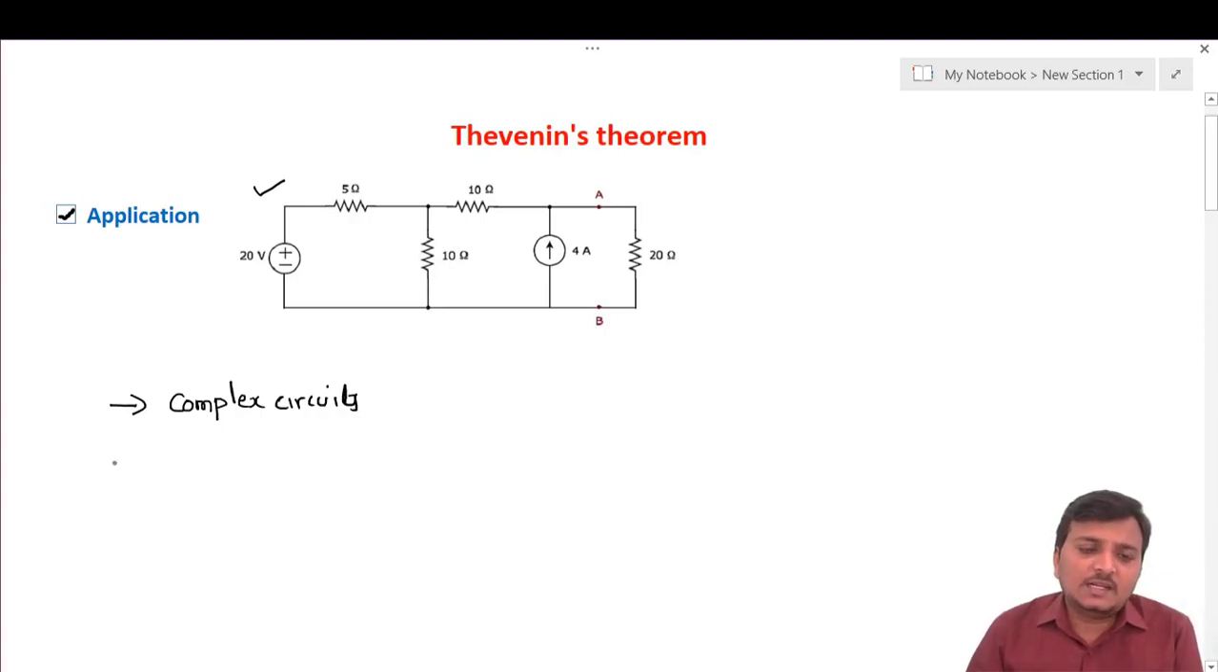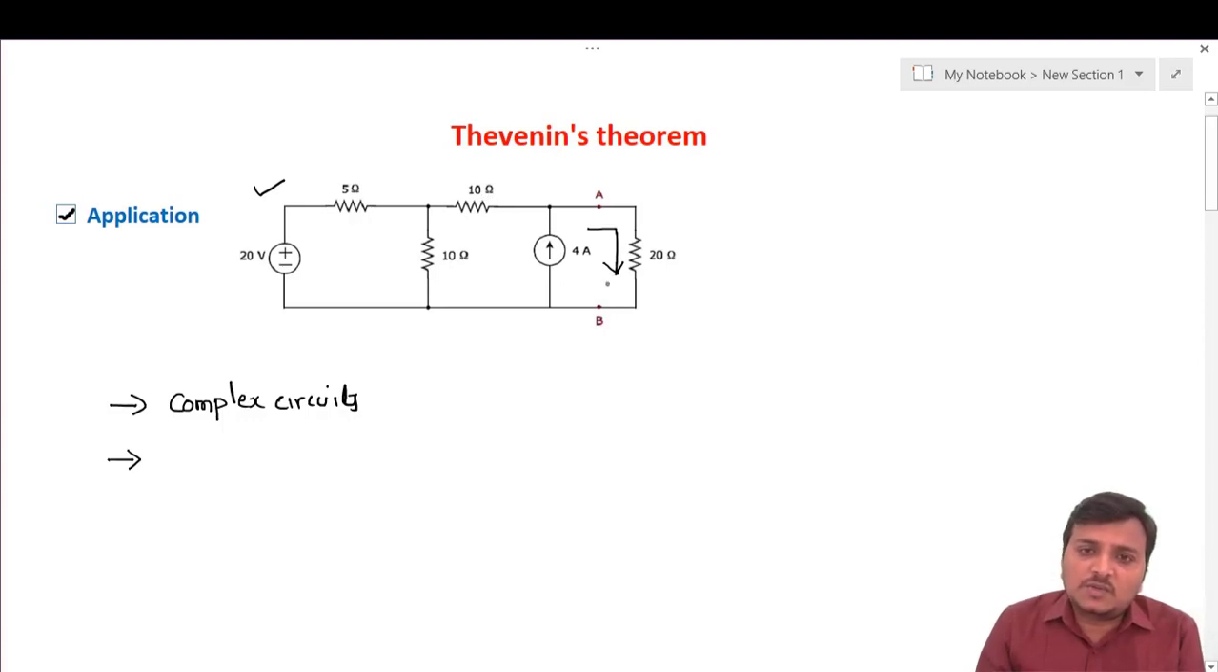Now the second point you have to understand during the application. By using Thevenin's theorem, you can find the response or output in only one branch, that is the load resistance. Suppose you have four resistors connected here. By using Thevenin's theorem, I can find the current or power in only one resistor, which I call the load resistor. You can consider the 20 ohm resistor to find the current, or the 10 ohm resistor, or the 5 ohm resistor.